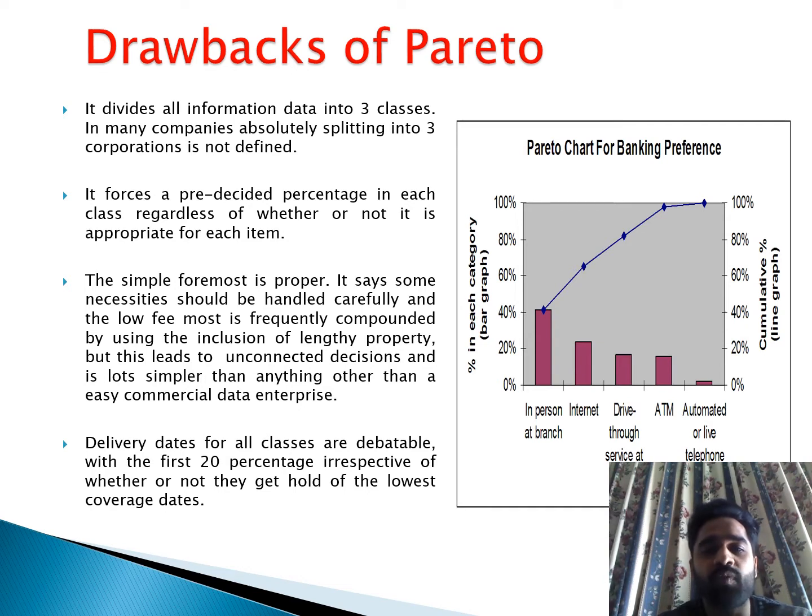It says some of necessity should be handled carefully and the loaf is most of frequently compounded by using the inclusion of lengthy property. But this leads to uncounted decisions and it loads similar than the anything other than a easy commercial data enterprise. Deliveries data for all classes are debatable with the first 20% irrespective of whether or not they get hold of the lowest coverage data.